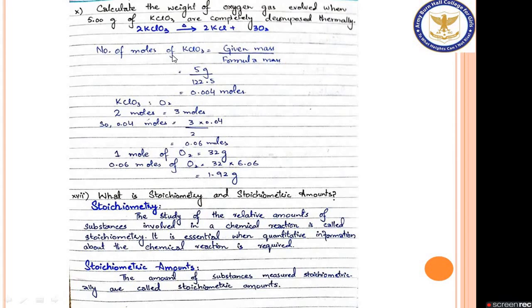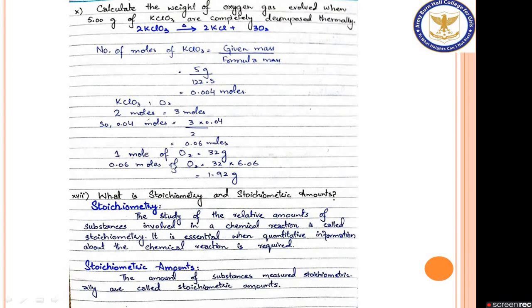So the number of moles of potassium chlorate is equal to 0.004 moles. Stoichiometrically, we have to compare potassium chlorate with the oxygen. From the balanced chemical equation, 2 moles of potassium chlorate give us 3 moles of oxygen. So if we have 0.004 moles of potassium chlorate, how much oxygen will we get? We will have 0.06 moles of oxygen from 0.04 moles of potassium chlorate.